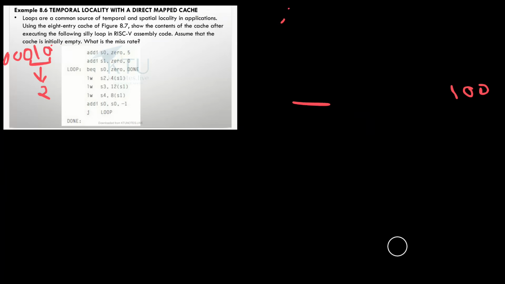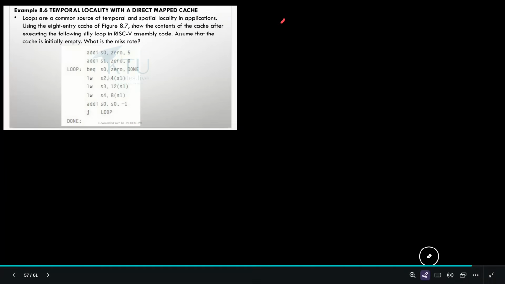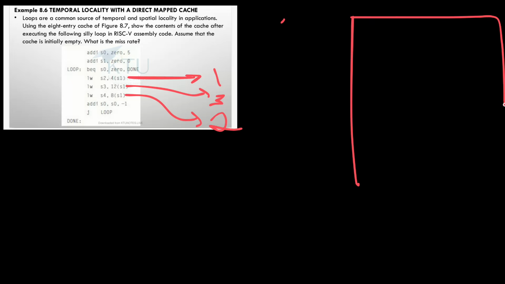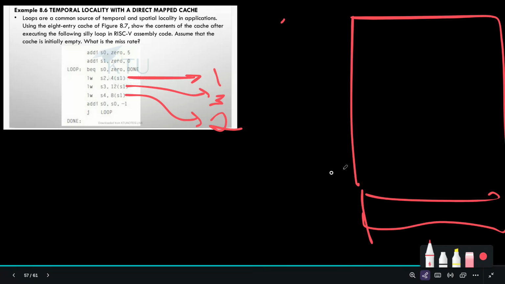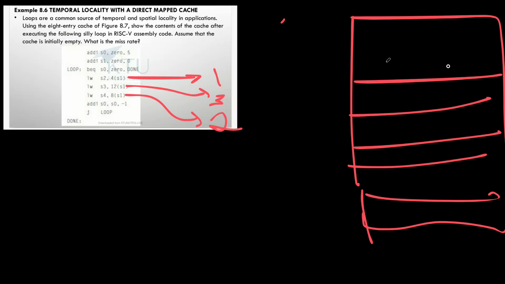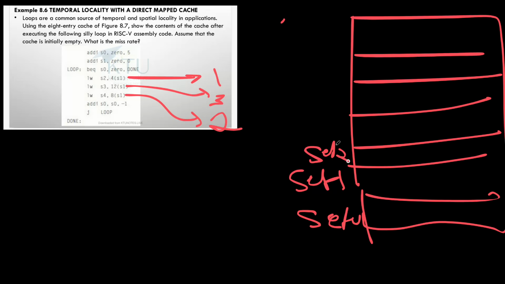I'm erasing all of this. I'm just writing only what we got as our final result. Here you have to understand, I found 4's set as 1, 12's set as 3 and 8's set as 2. So if this is my cache, I have different blocks in my cache. Let us say this is set 0, set 1, set 2, set 3, set 4, set 5, set 6.